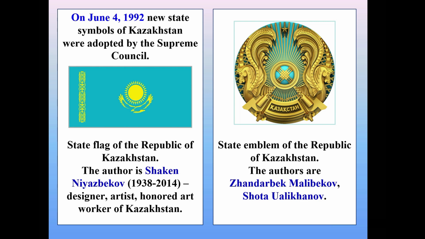State emblem of the Republic of Kazakhstan. The authors are Jandarbek Malibekov and Shota Walikhanov. The national emblem of Kazakhstan consists of a yurt dome in the center, sun rays, mythical winged horses, which means the antiquity of our history, a five-pointed star, and the inscription Kazakhstan.